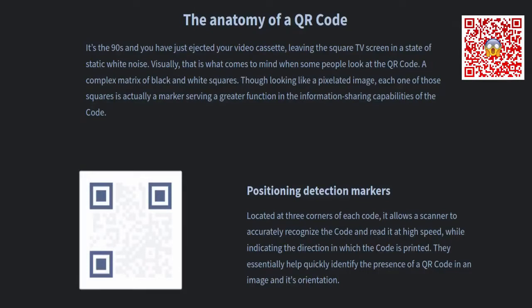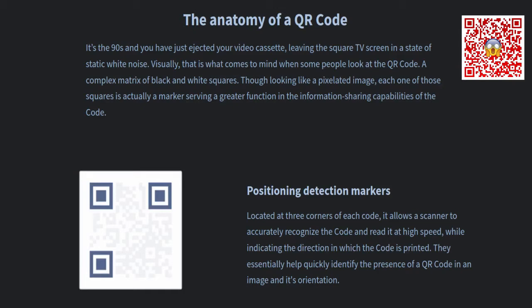It is the 90s and you have just ejected your video cassette, leaving the square TV screen in a state of static white noise. Visually, that is what comes to mind when some people look at the QR code, a complex matrix of black and white squares, looking like a pixelated image. Each one of those squares is actually a marker serving a greater function in the information sharing capabilities of the code.